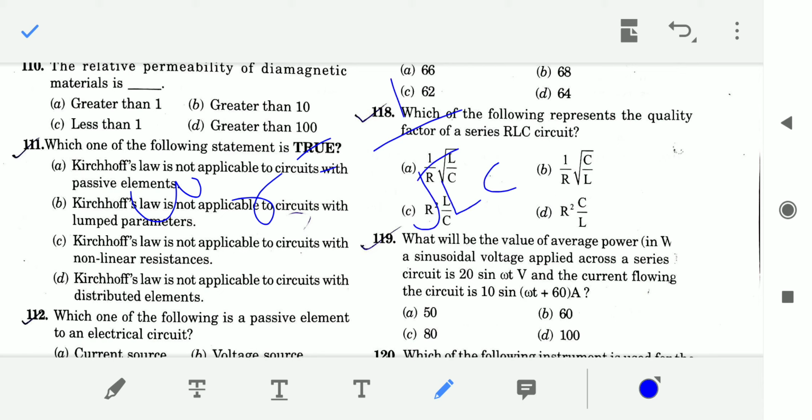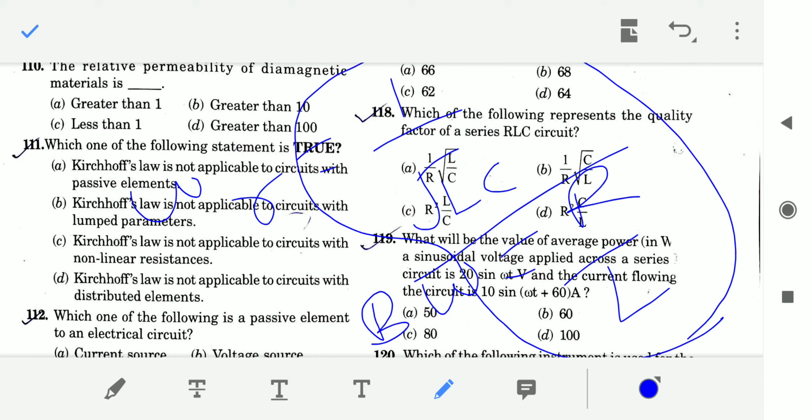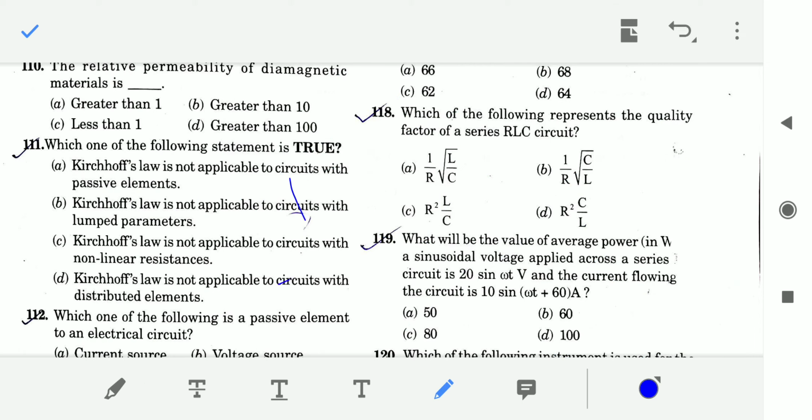And bandwidth is equal to what, sir? R by L. So if I divide these two values, 1 by root LC by R by L, that becomes what, sir? It will give us 1 by R into root over L by C.